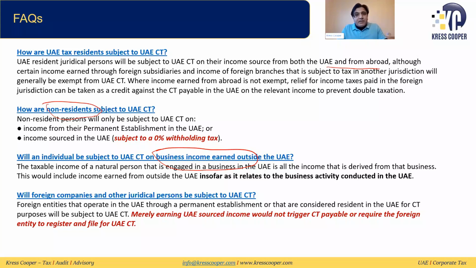Foreign company or other juridical person. We know this. Foreign company, if these are being controlled and managed from the UAE, their worldwide income will be subject to tax. If this foreign company has a PE in the UAE, the income attributable to the PE will be subject to tax in the UAE. If these foreign companies are earning any UAE-sourced income, they will be subject to tax, 0% withholding tax. If these foreign companies have any nexus in the UAE, and this nexus will be defined in the cabinet decision, then their income will be subject to corporate tax.